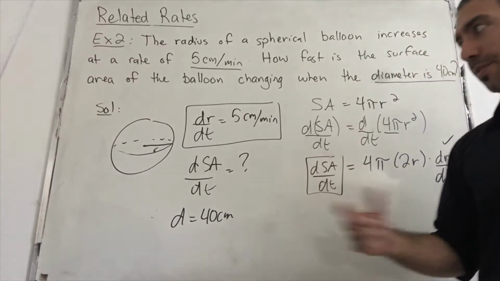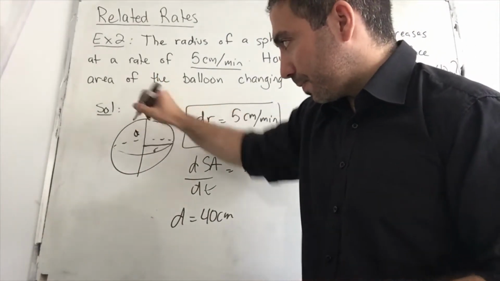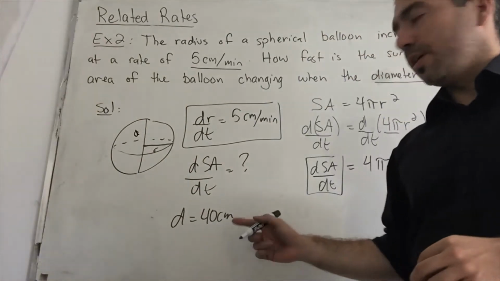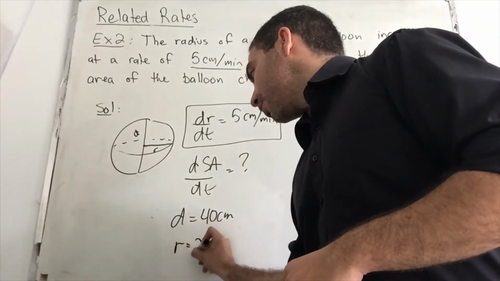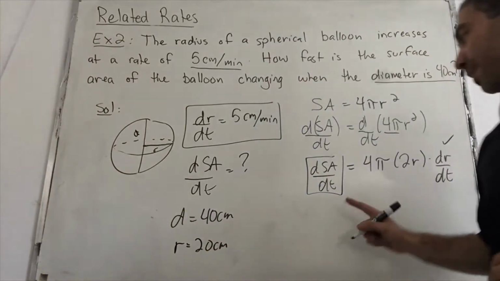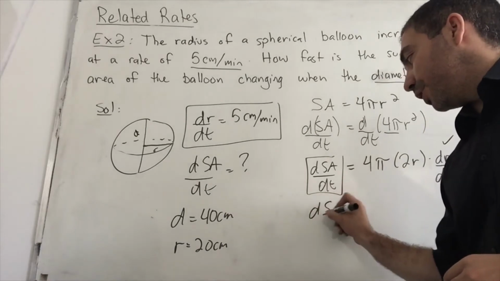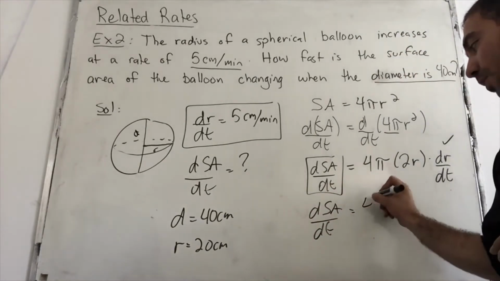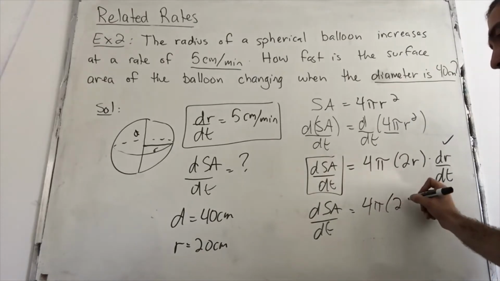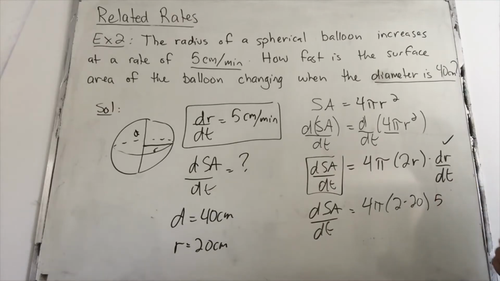So if we have the diameter of the sphere, let's say top to bottom, that's the diameter. And that's 40. Dividing it by 2 is the radius. So this means r is 20. So simply substitute your parameters, your variables in, and solve for the change in the surface area. dSA/dt is 4 pi times 2, radius is 20. Change in radius with respect to time is 5. So 2 times 20, 40 times 5.